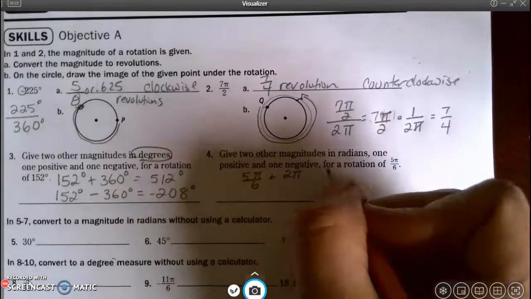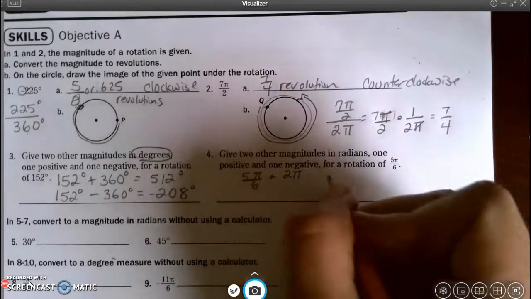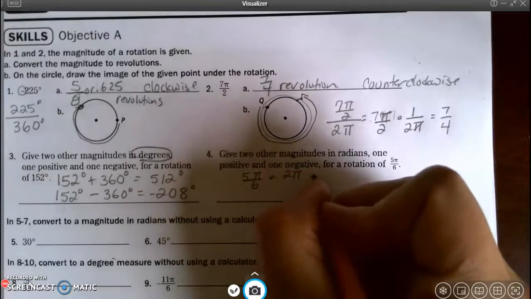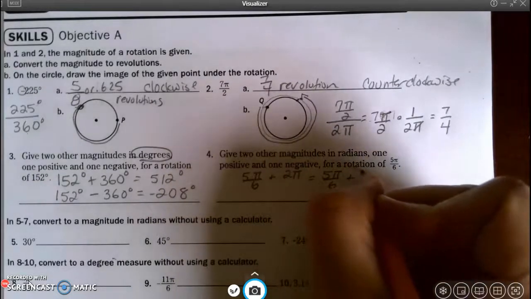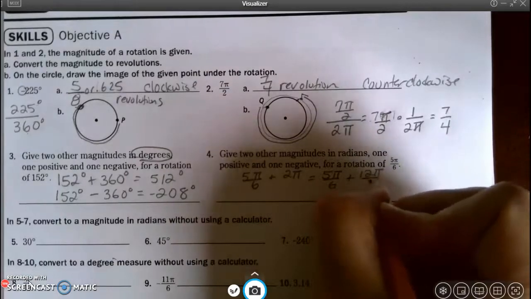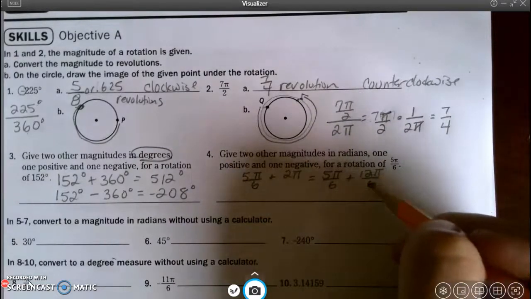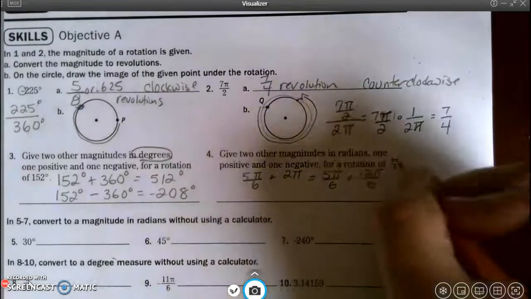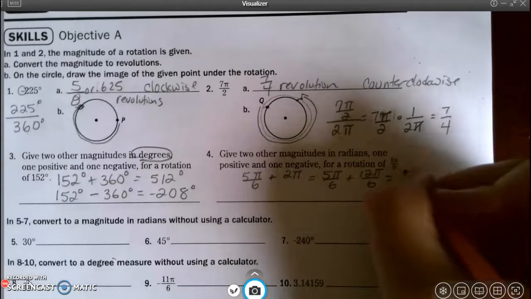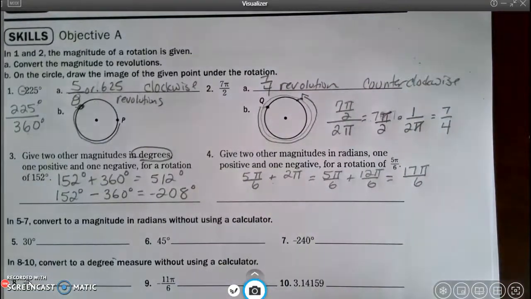Now when you add fractions, you can't just add the top and add the bottom. You need a common denominator, so I would have 5 pi over 6 plus 12 pi over 6, because 12 divided by 6 is 2. I just gave them the common denominator of 6, and I end up with 17 pi over 6.